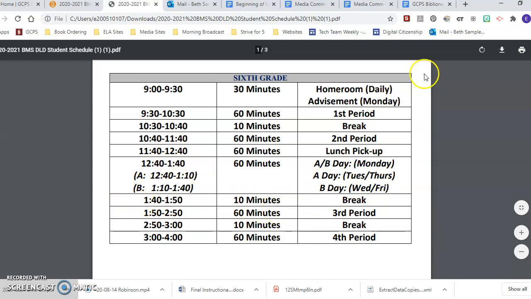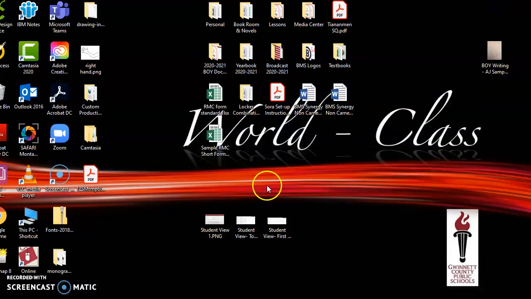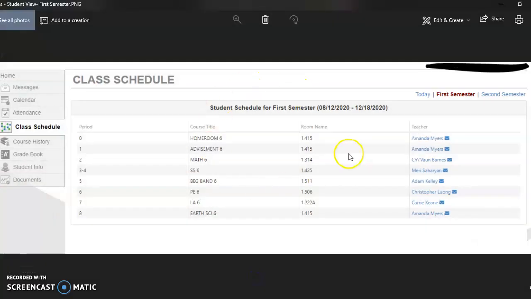And then they would again have another break. Once their break is over, they would turn around and go to their third period and then their fourth period and then end the day.